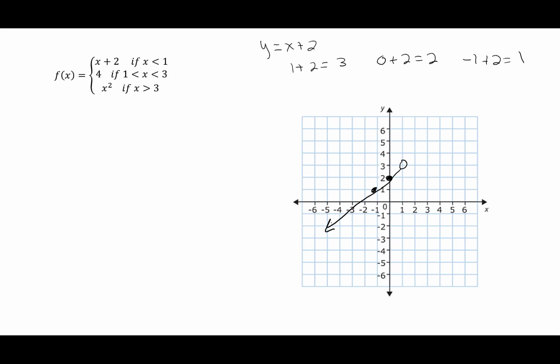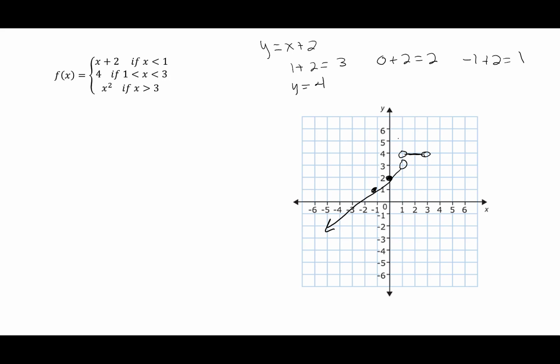Then where it says f of x is 4 between 1 and 3, that's back to a horizontal line like y equals 4. Starting at 1, but again open because it doesn't say greater than or equal to, it just says x is greater than 1. And this is going to go to 3 where it's going to have another open circle. So two open circles to show just strict inequality, that I don't have less than or equal to.